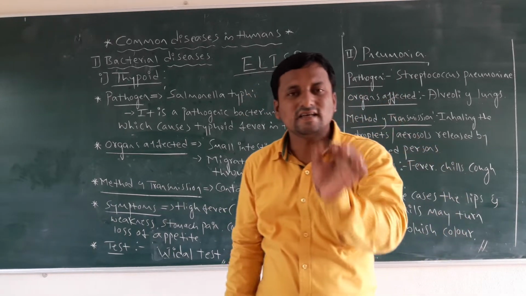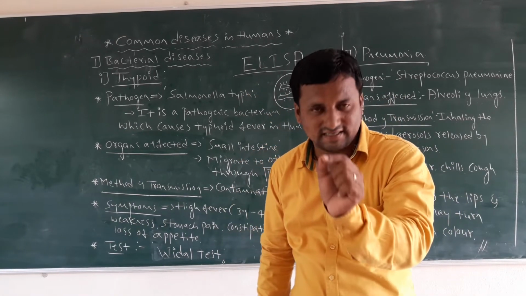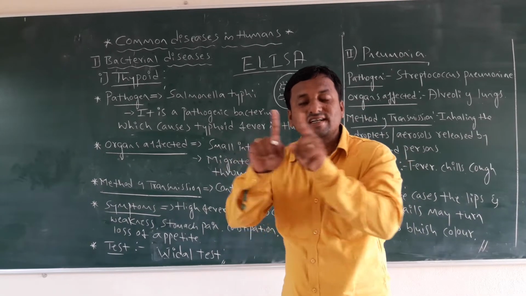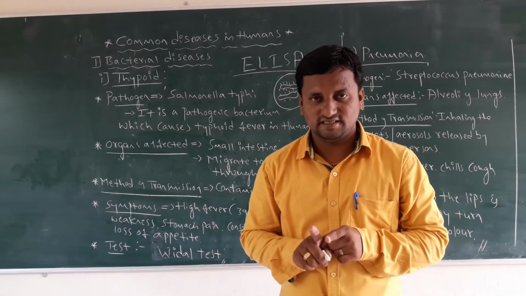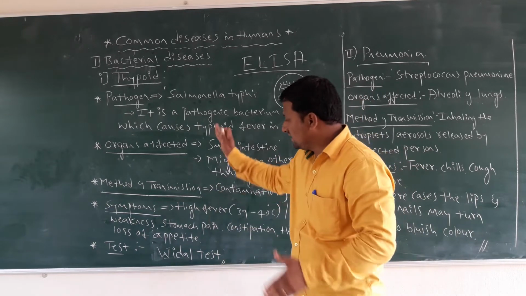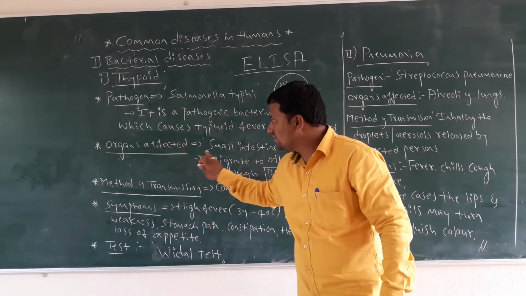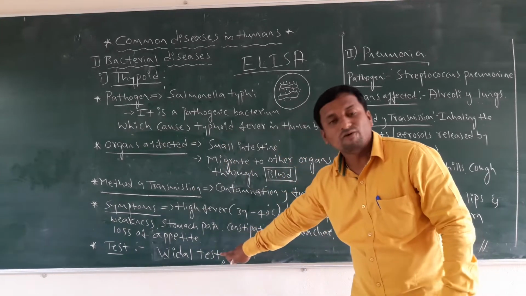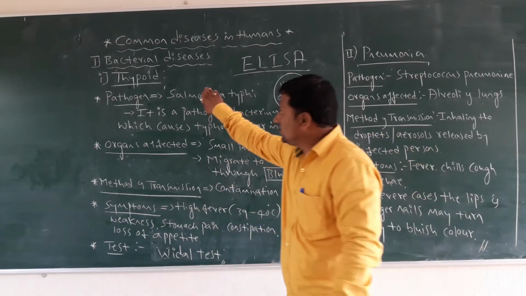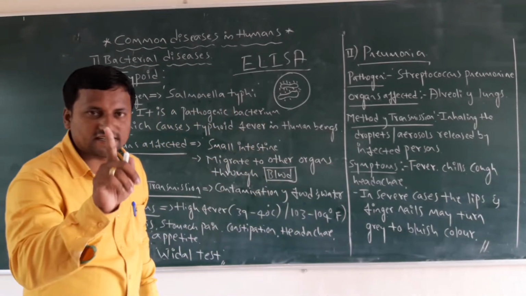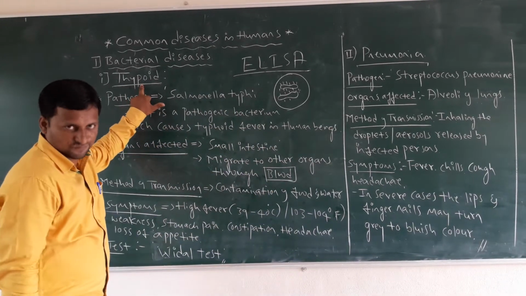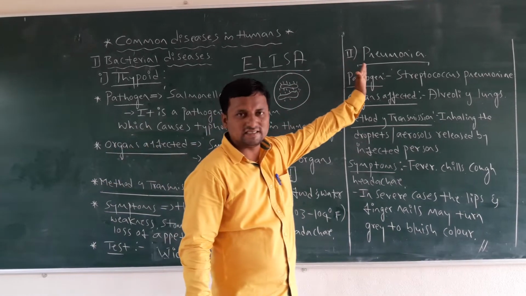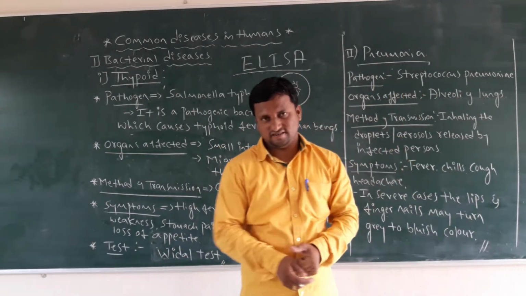Enzyme linked immunosorbent assay. This type of test is used for diagnosing only HIV patients. But here we are taking the typhoid test, which is diagnosed by the Widal test. So this is the idea about the first bacterial disease. What is that? Typhoid.